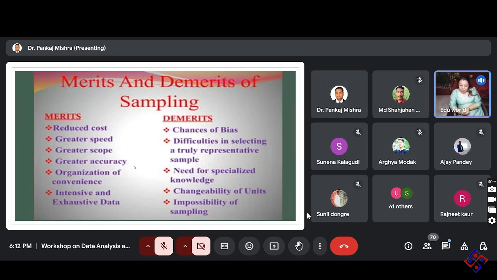So we need to choose a truly representative sample. Specialized knowledge is needed for conducting the sampling. Otherwise, you might have a thought in your mind that I will take 550 samples, that is enough for my study, but that is not the way. You should have specialized knowledge of statistics and of research, through which you will select or determine a good sample. Next slide.